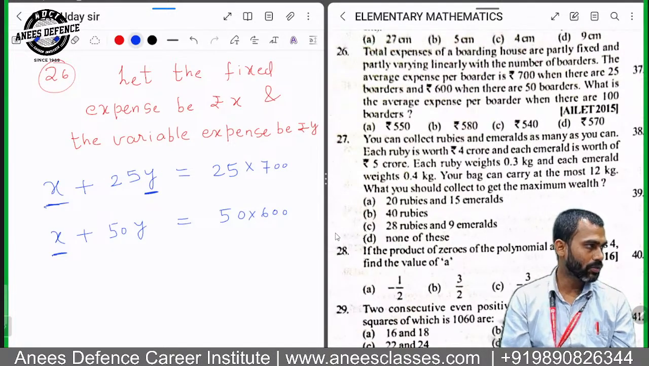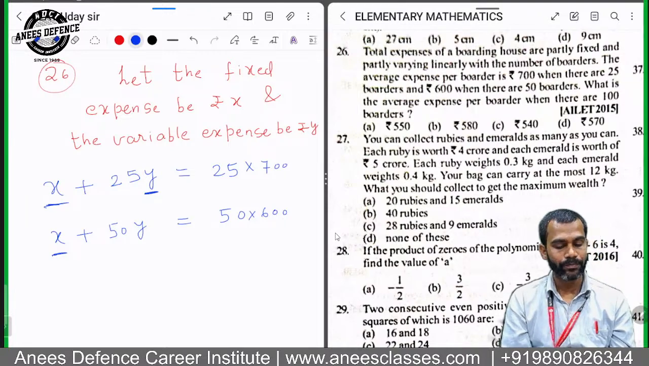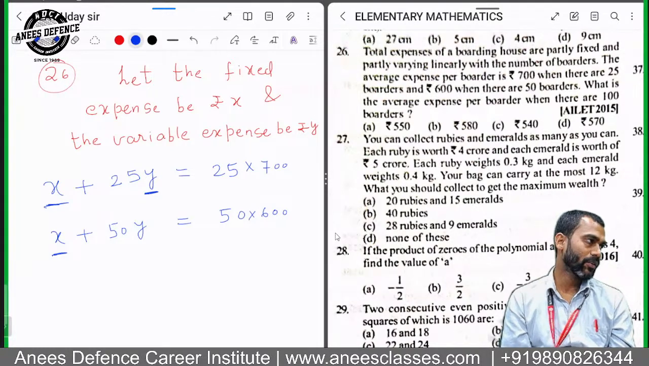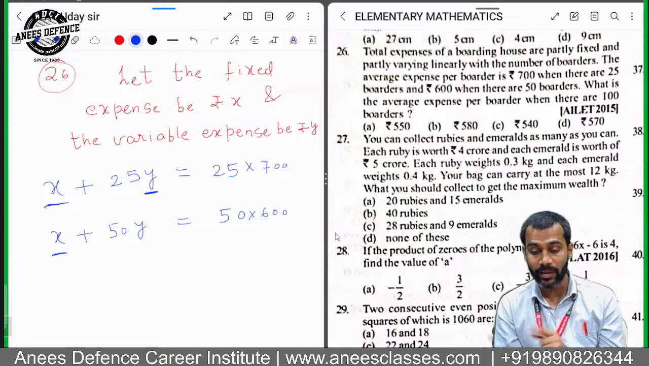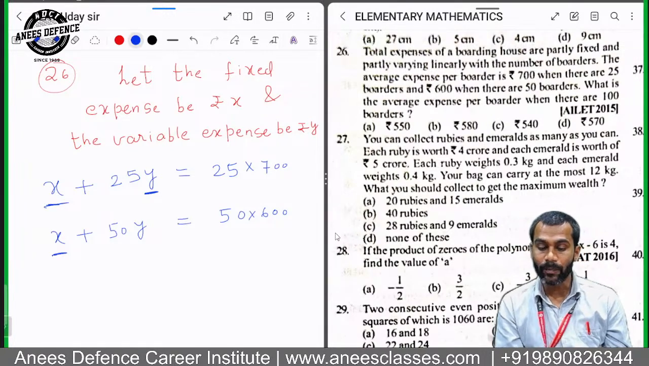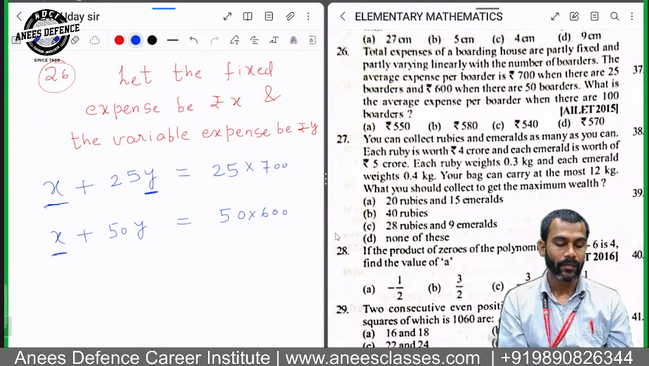Similarly, the second condition you understood. Now what we need to do? Simultaneously we need to solve. So you'll get the value of x and y, and then we need to find out the value of x plus 100y.